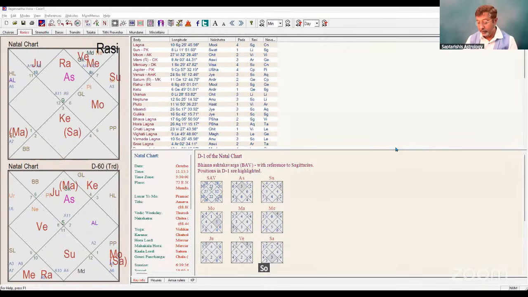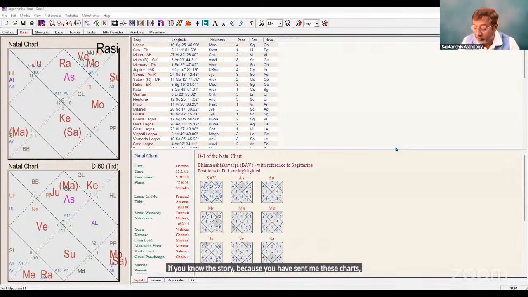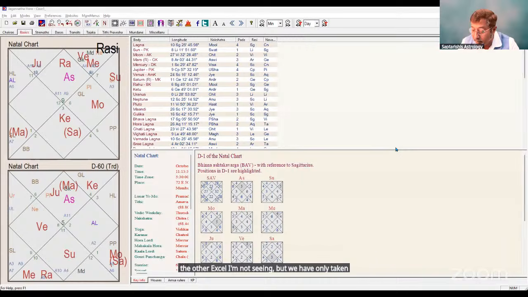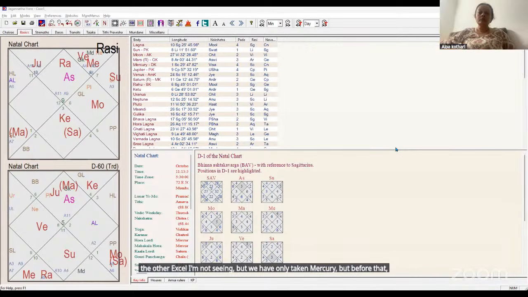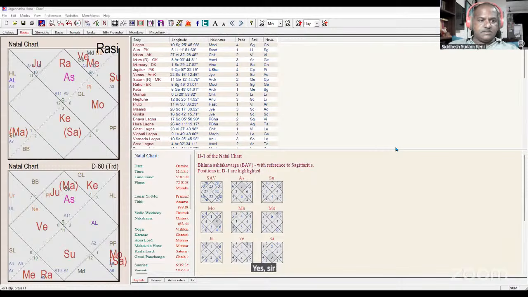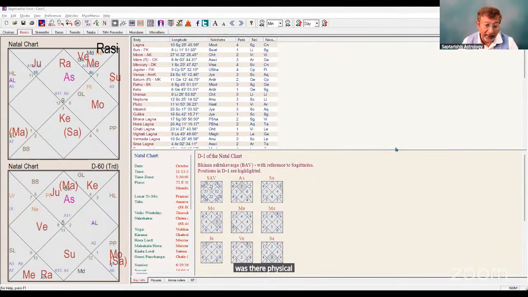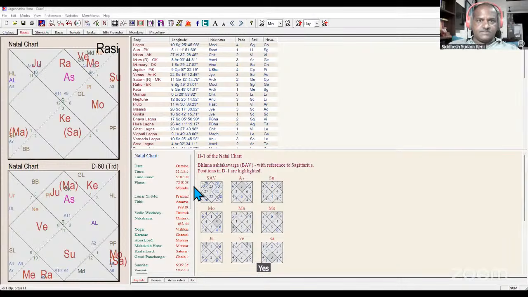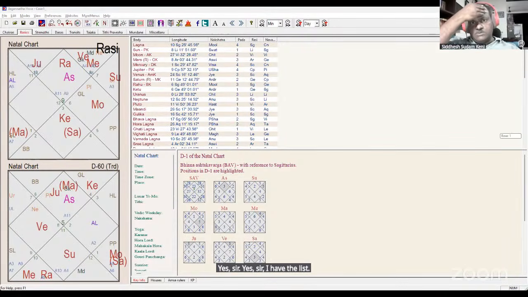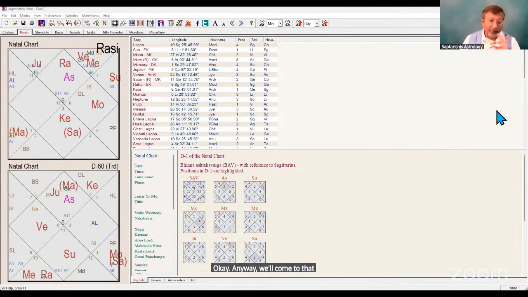So you will say, Siddesh, if you know the story because you have sent me these charts, you start telling me because I don't remember the other Excel, I've not seen. But we have only taken Mercury, but before that, was there violence in marriage, physical abuse? Silence everybody else. Was there physical abuse in this marriage? Yes, sir. I hope you remember which one is case one. Yes, sir. I have the list. No, we'll come to that step by step.